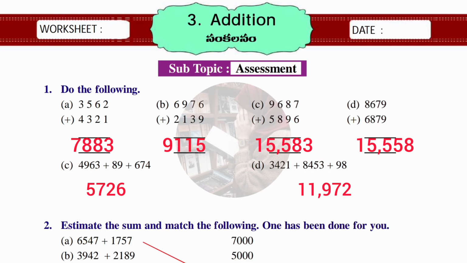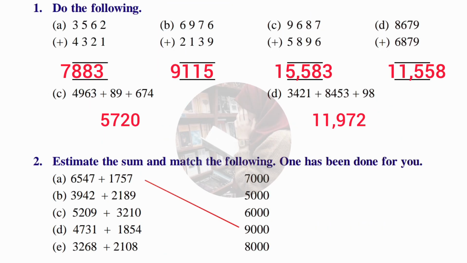Now we'll move to the next Roman number, that is Roman number 2. Here the question is, estimate the sum and match the following. One has been done for you. Here the match the following is given in expanded form. We have to count it down, and that result we have given in the B column, we have to match it correctly. Okay, one is done for us. 6547 plus 1757 is equal to 9000. Like that we have to count the numbers and match it correctly.